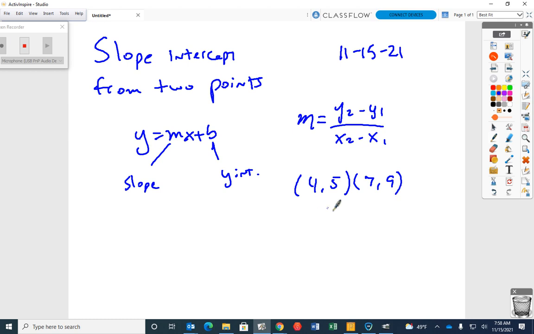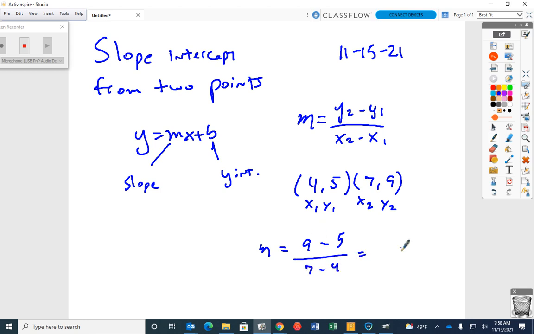Can I label them first? This is xy and this is xy, right? Which one would this be? Is this the first point? So this would be x1, y1. Okay. Now, once I have those established, all I have to do is what? You just put the y2 minus the y1, so it'll be 9 minus 5. So I just plug them in, right? So slope equals y2 is 9 minus y1 is 5 over x2 is 7 minus x1 is 4.